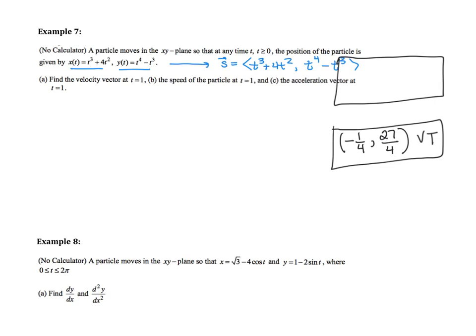Our question says, find the velocity vector at t equals 1. And let's just do the first part because there's an a, b, and c to this. So for the velocity vector at t equals 1, first let's find just the velocity vector in general. It will be 3t squared plus 8t, comma 4t cubed minus 3t squared. And now if I evaluate this at t equals 1, the velocity at t equals 1 is going to be equal to 11, and then when I plug in 1, I get a 1 here. So that's part A.